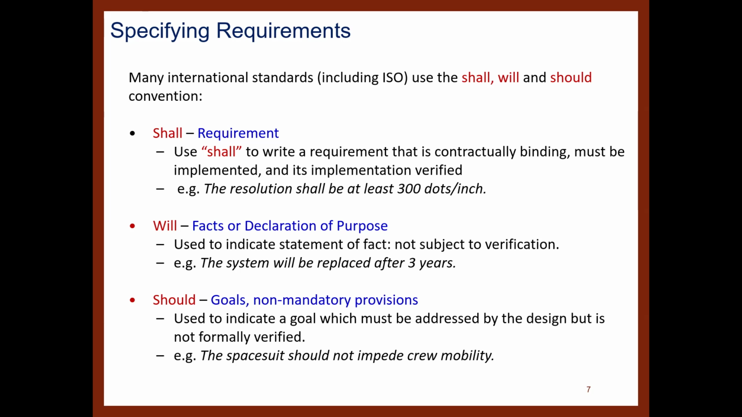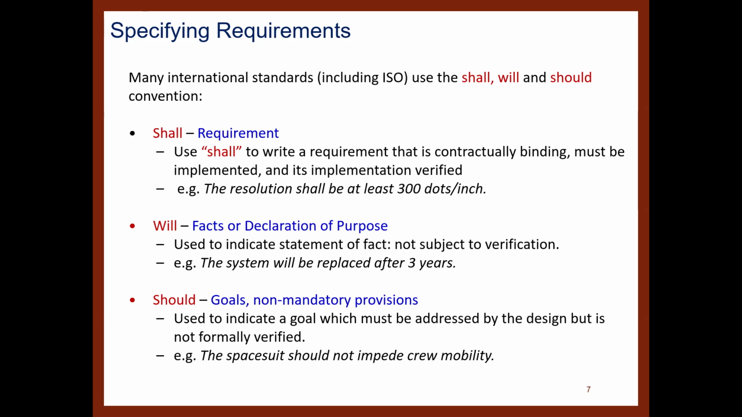Like when they sell you a mattress, they tell you should replace this after 10 years, right? That's the type of recommendation that is based on declaration of purpose. And then we have "should," which is goals, non-mandatory provisions. These are used to indicate a goal which must be addressed by the design, but is not formally verified.